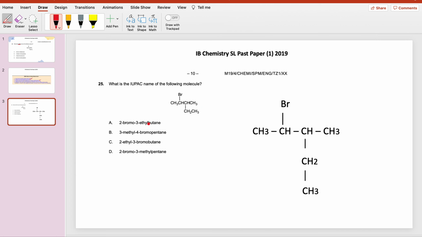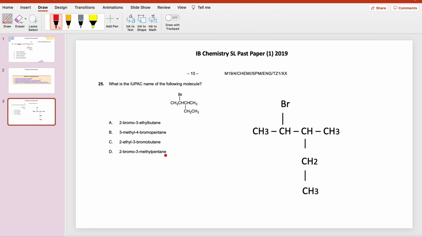And now we want to determine the longest carbon chain, and that's what you always want to do next, because if you look at the solutions here, we have two groups basically. We have solutions with butane and we have solutions with pentane. So if we can determine the longest carbon chain, then we can knock out two answers right away.